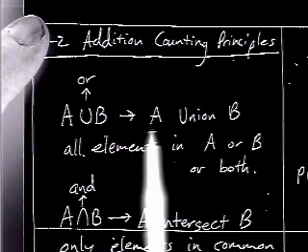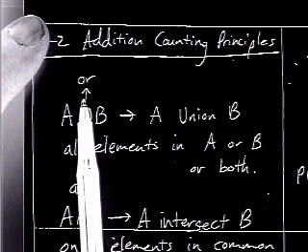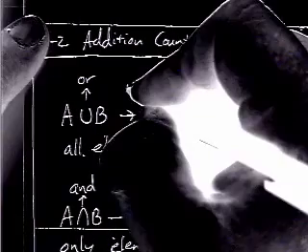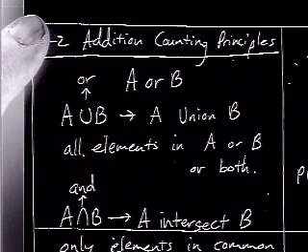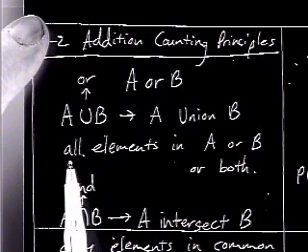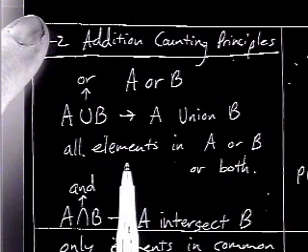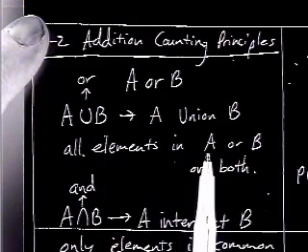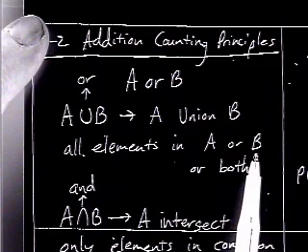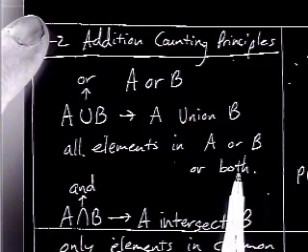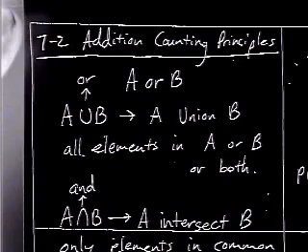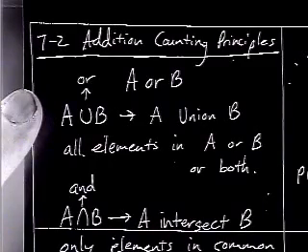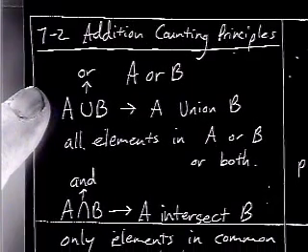A union B. The word or can also be substituted, so you might see A or B written down, and that means exactly the same thing. It really means all elements in set A or set B or both. All the elements that are in A or B or both. So if we're looking for A union B, we're looking for every element that's in both those sets.